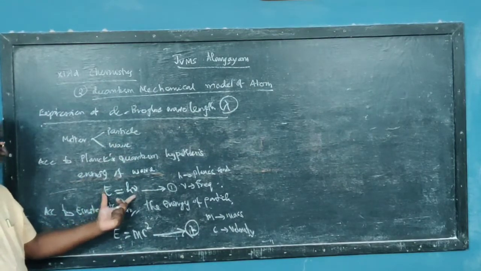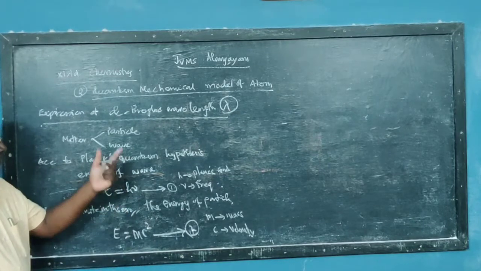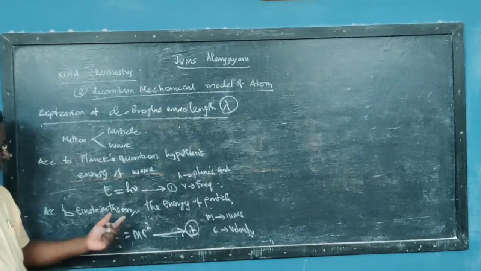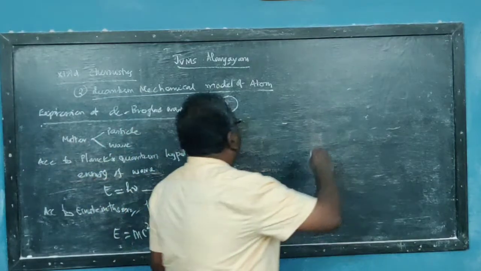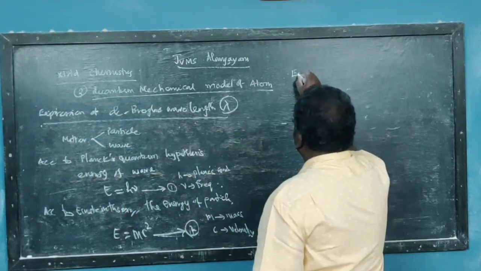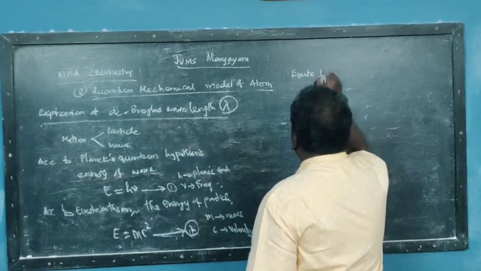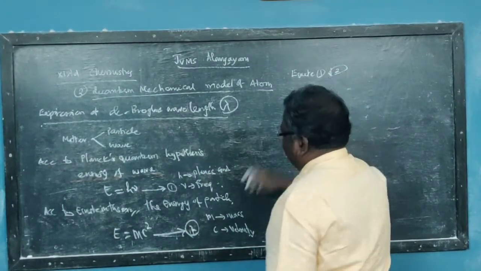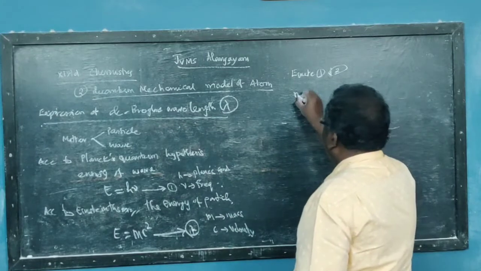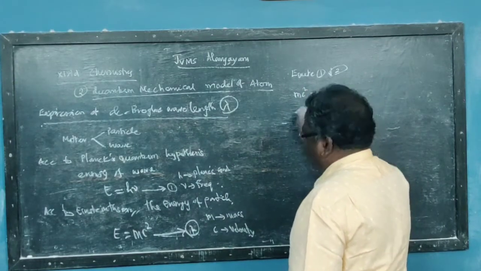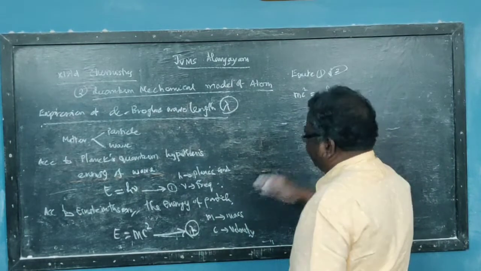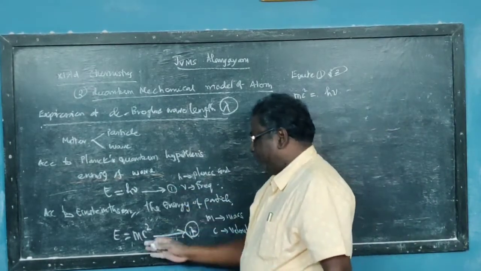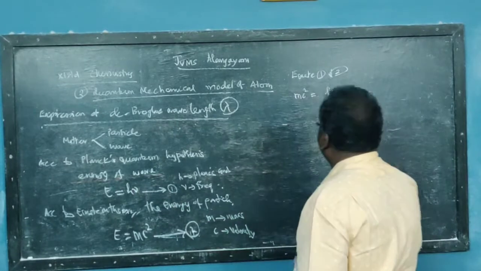If it is in wave form, the energy will be this; if it is in particle form, the energy will be this. So how should the two energies be? They should be equal. Therefore equate 1 and 2. Equate 1 and 2, and this equation becomes mc square is equal to h nu. So we take only the right hand side factor of both and equate them. mc square is equal to h nu.